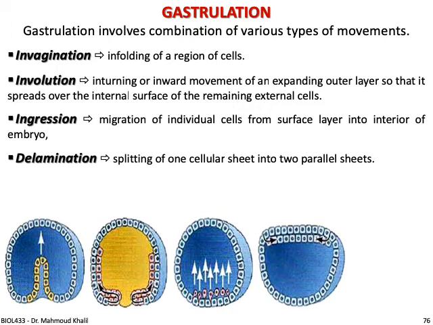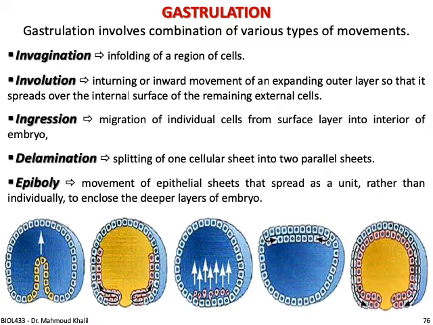The next one is delamination. Basically, it is a splitting of one cellular sheet into two parallel sheets. And the last one is epiboly. It is the movement of epithelial sheets that spread as a unit rather than individually, and that's differentiated from ingression.